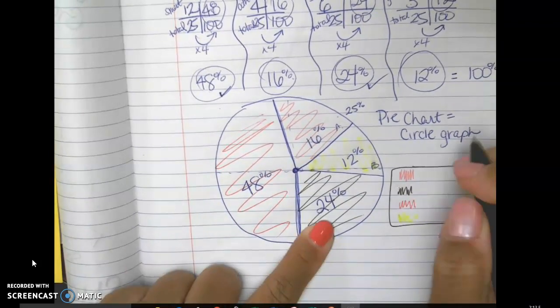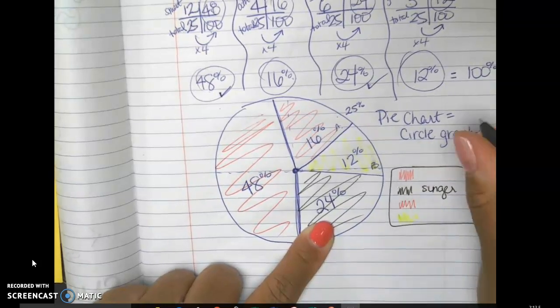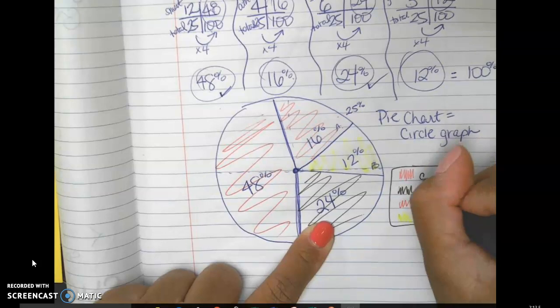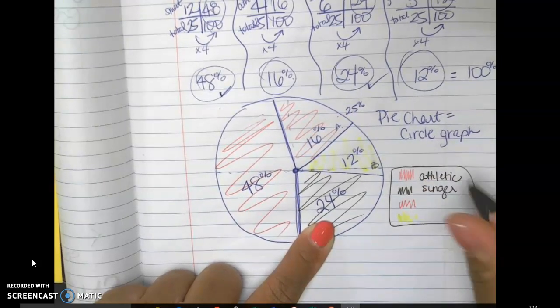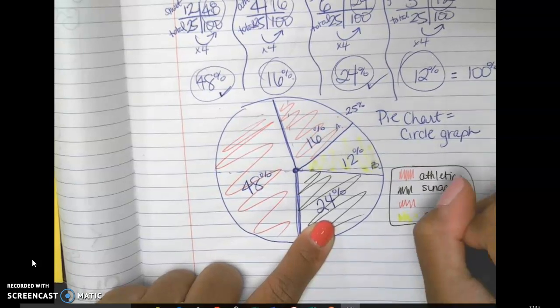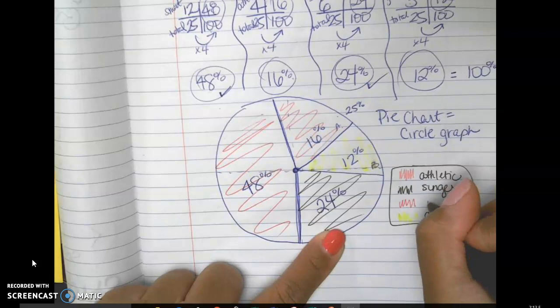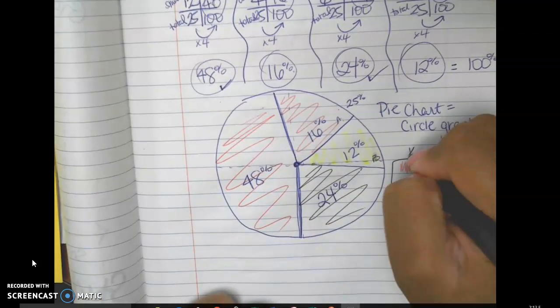So the black is 24%, that's singers. The 16 is athletic. The yellow is generous. And then the red is those who want to be incredibly smart. Here's my key.